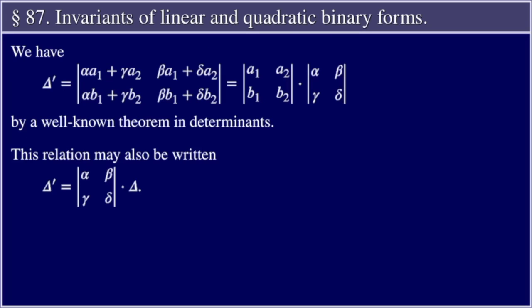We have delta prime equal to the determinant alpha a1 plus gamma a2, alpha b1 plus gamma b2, beta a1 plus delta a2, beta b1 plus delta b2, equal the determinant a1, b1, a2, b2 times the determinant alpha, gamma, beta, delta, by a well-known theorem in determinants. This relation may also be written delta prime equal the determinant alpha, gamma, beta, delta times the determinant delta.